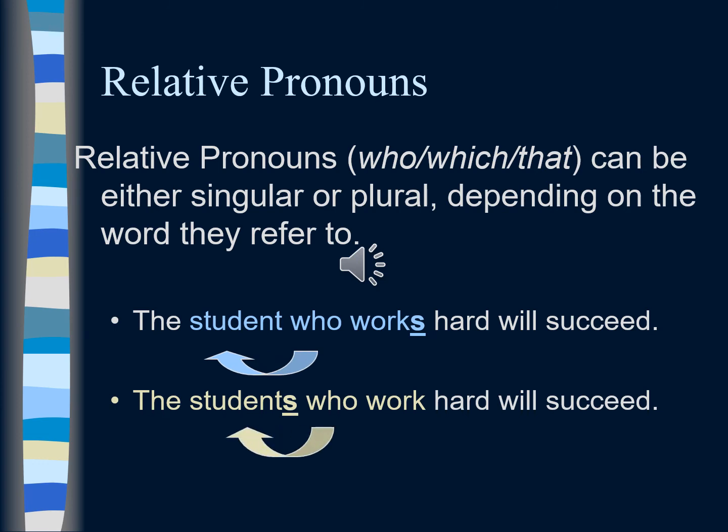So relative pronouns refer or relate back to a noun in the sentence. So in order to determine if you're going to use a plural or a singular verb with those, you must determine which word or which noun that relative pronoun is referring back to. And then there are also some cases where they can be either singular or plural, depending on how they're read within the sentence, similar to those of the indefinite pronouns.